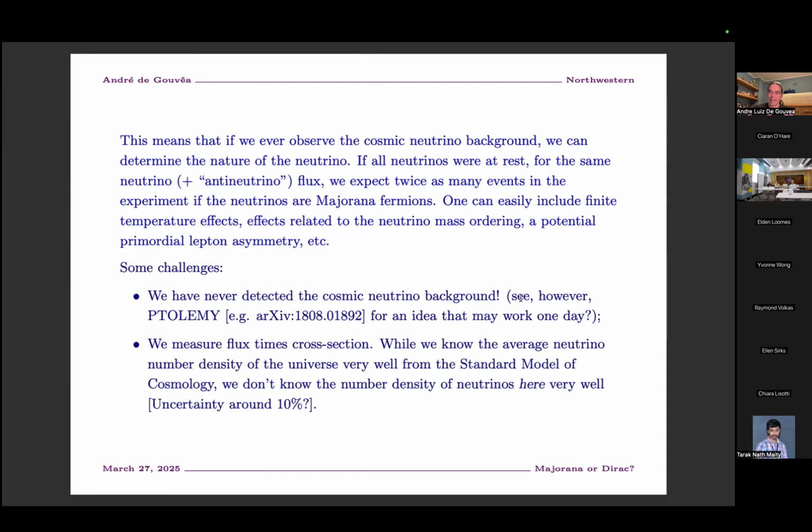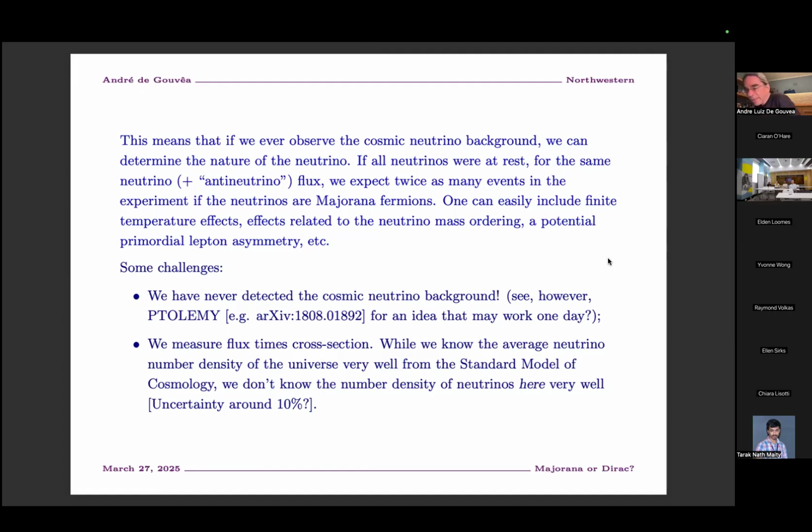You just have to count what the rate is. If the rate is x, the neutrinos are Dirac. If the rate is 2 times x, then the neutrinos are Majorana. So it's a factor of 2 difference. It's very, very easy. Now, what are the problems with determining if the neutrinos are Majorana or Dirac in this way? The biggest problem, of course, is we have no idea how to detect the cosmic neutrino background. The rates for doing that are super tiny.